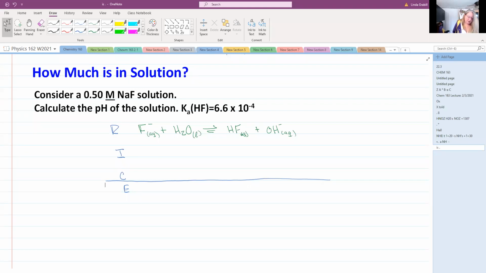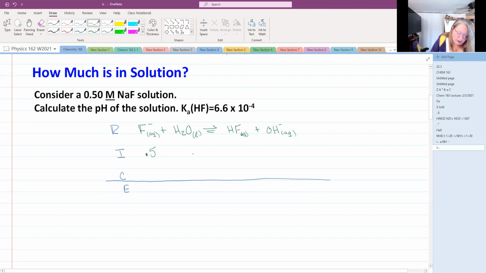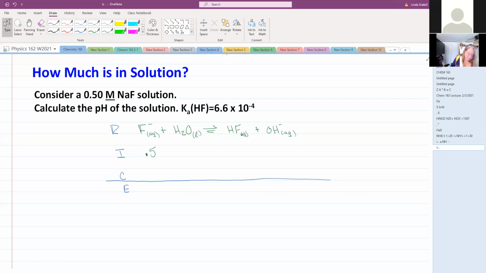So what is the initial concentration of my fluorine ion? Let's start with our rice table. 0.5 molar. Perfect. And do I include the concentration of my water? No. Good. No, I don't. So we're just going to put a line through that. And why don't we? It's a different state of matter. Yeah, so it's a liquid, it's not an aqueous, so we don't include that in our calculations.